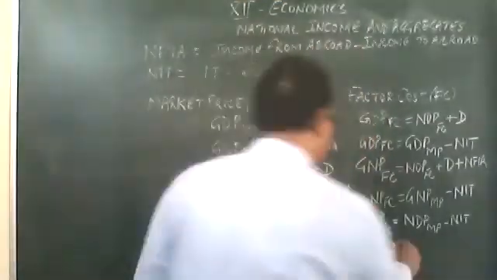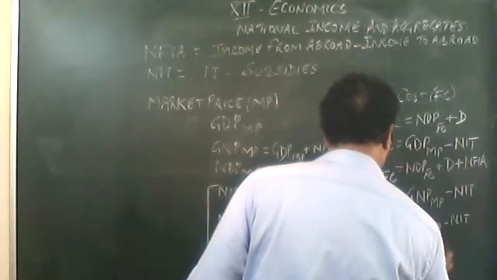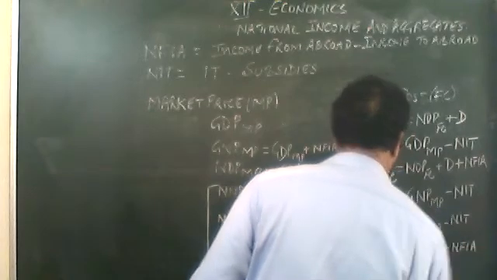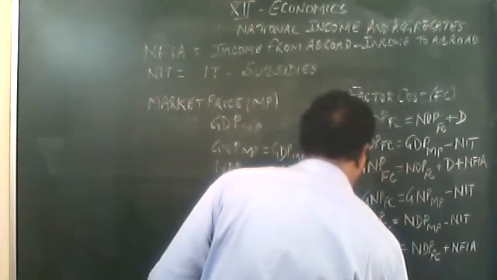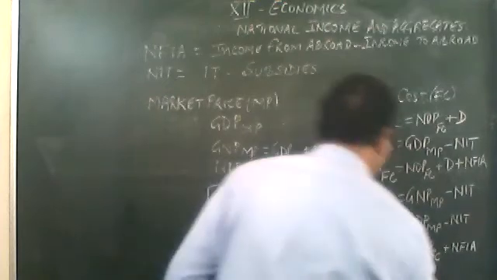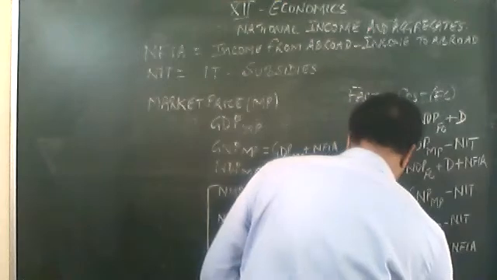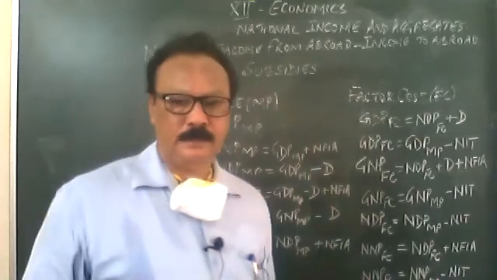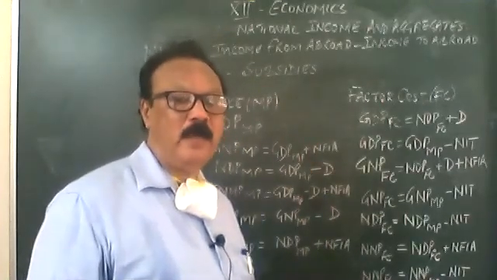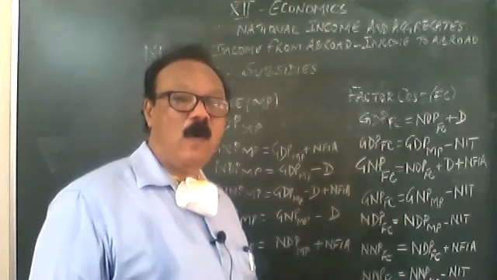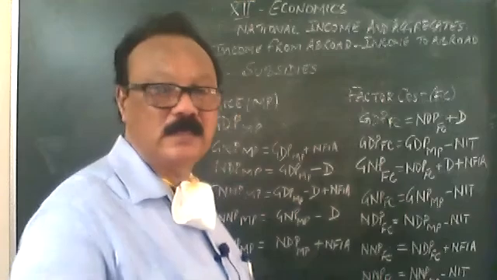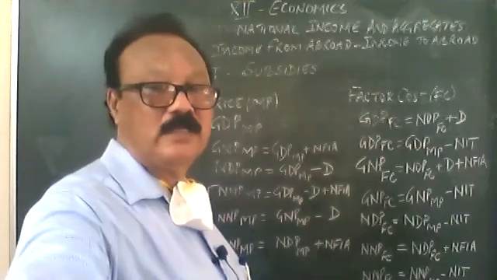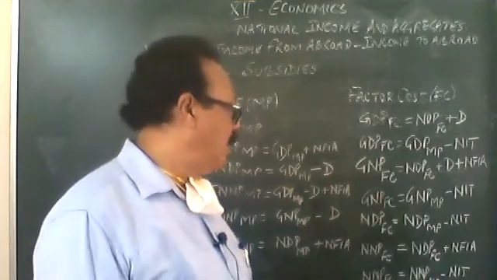So NNP at factor cost is calculated as NDP at factor cost plus net factor income from abroad. NNP at factor cost can also be calculated from NNP at market price minus NIT. So NNP at factor cost is equal to NDP at factor cost plus NFIA, or when we calculate it from NNP at market price, NNP market price minus NIT. It is not very clear on the screen, last line: NNP market price minus NIT.